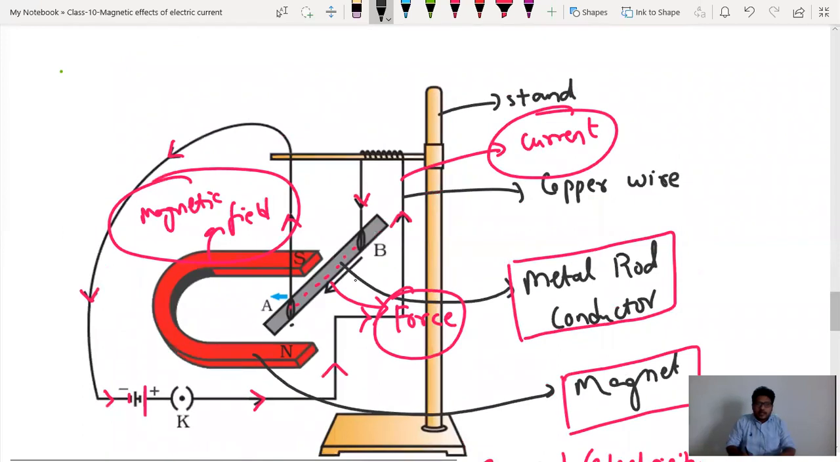You see, this one is a current carrying conductor which is placed in a magnetic field. If you pass electricity, the conductor behaves like a magnet, and already there is a magnet. When two magnetic fields are merging, we know magnetic field lines never intersect. Because of that, there will be attraction or repulsion. Because of attraction or repulsion, there will be deflection. The deflection is nothing but force.